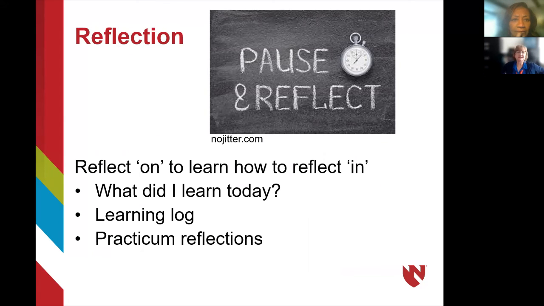Reflection. Reflection is so important to our students. So we want to teach our students to reflect on something so that they can learn how to reflect in something. We all know how important feedback, efficient, effective, constructive feedback, is to our learners, to help them progress in how they're doing a particular skill, how they're handling a particular situation. But when we require our students to reflect, it's allowing them to learn how to provide feedback for themselves.